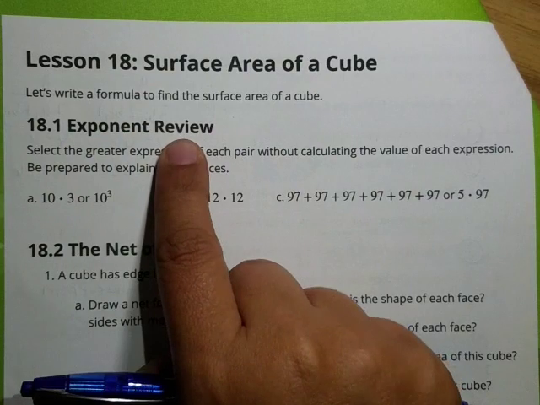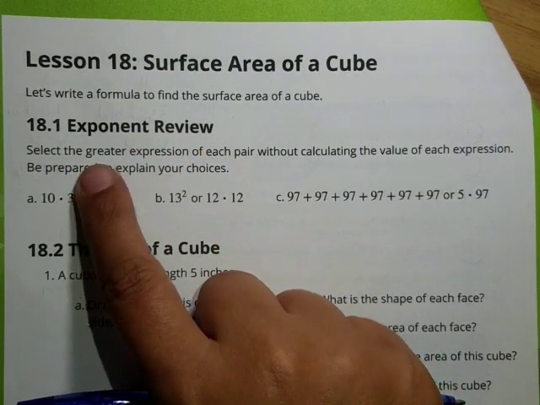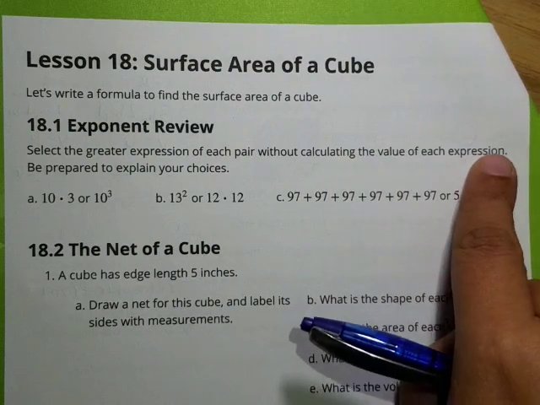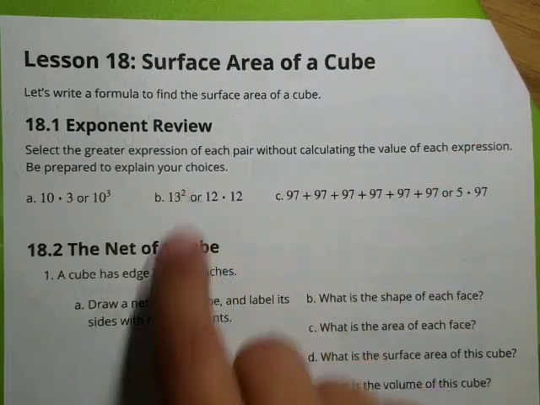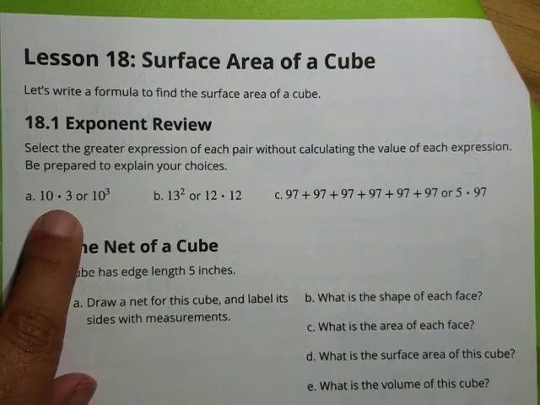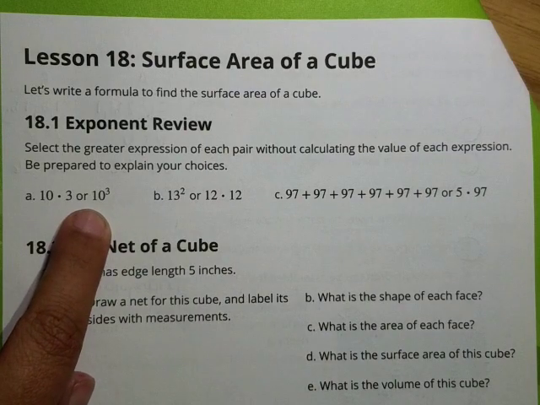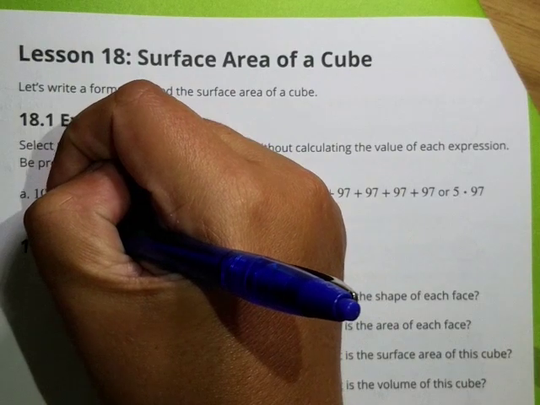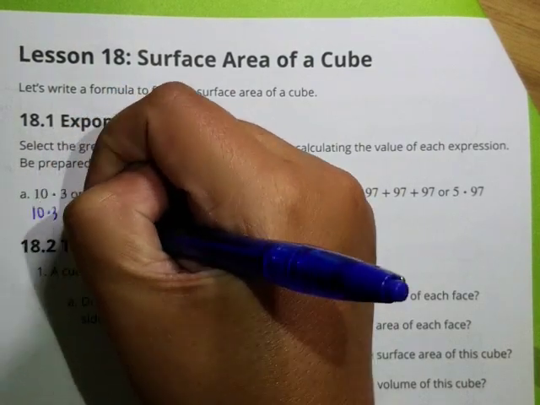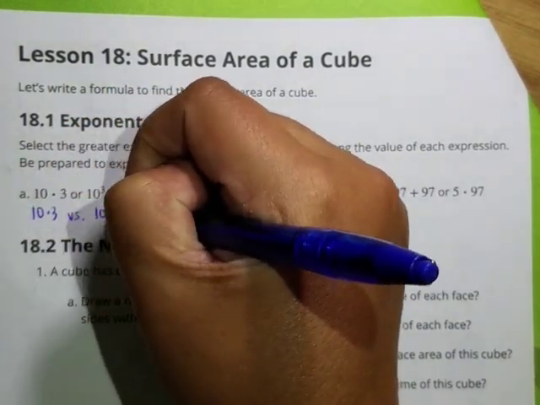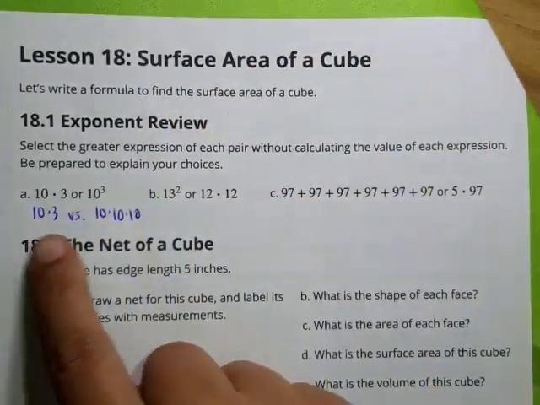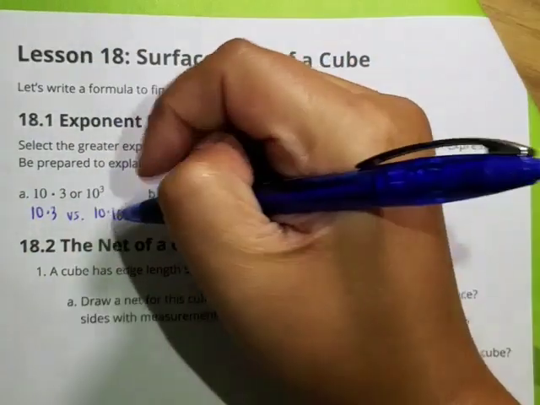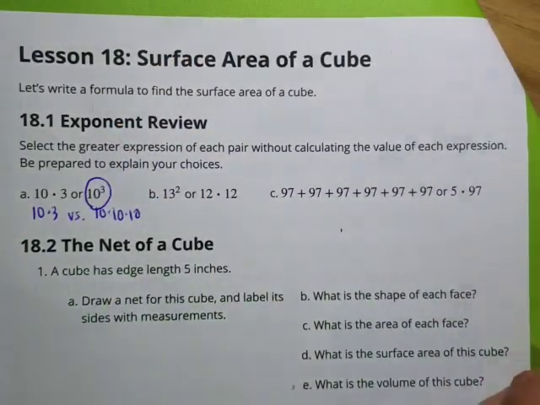18.1, we're going to do a quick exponent review. So we're going to select the greater expression of each pair without calculating the value of each expression. Be prepared to explain your choices. So 10 times 3 or 10 times 10 times 10. So if you did 10 times 3 versus 10 times 10 times 10, which one do you automatically know is going to give you the bigger value? 10 to the third power. So this guy right here.